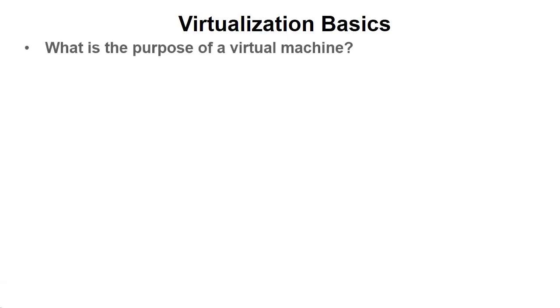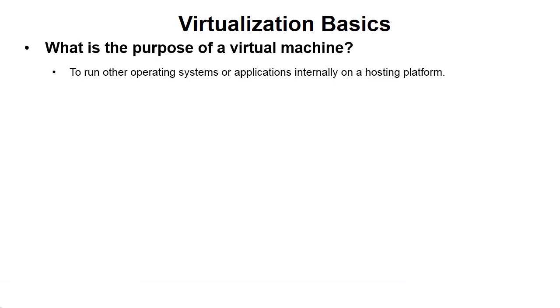Virtualization Basics. What is the purpose of a virtual machine or a VM? The purpose is to run another operating system or an application internally on a hosting platform. So you might have a regular PC computer, and that might be running Windows 8.1 or Windows 10 or what have you. But inside of that, you could run the virtual machine, a separate operating system that is stored as a file, as a virtual machine on the hosting computer. And these virtual machines are known as guests.